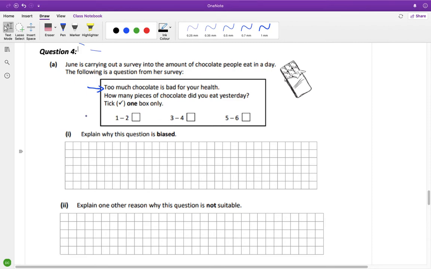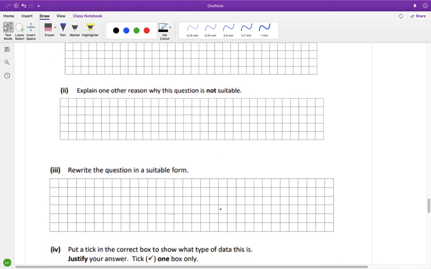Okay, so there was no 0 box and there was no more than 6 box. And then you could go into more detailed things like the word piece not being very technical. That's the kind of stuff you're looking for there.